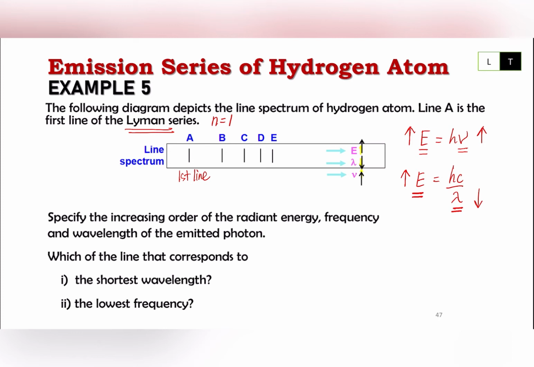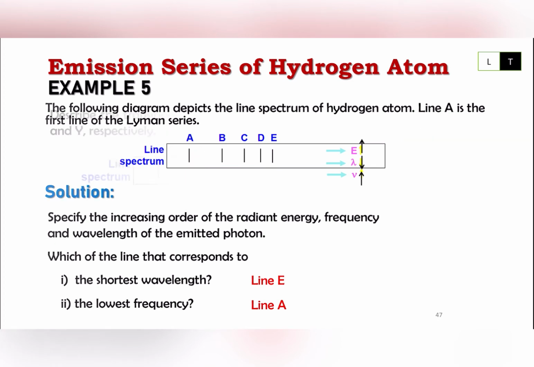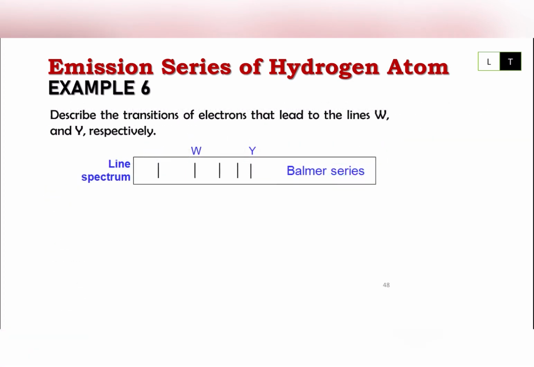The question asks for the shortest wavelength. So the answer will be line E, because this line holds the shortest wavelength. And for the next part, the lowest frequency is line A, because line A has the lowest energy, hence the lowest frequency. Let's go to the next example, example 6, where I have to describe the transition of electrons.